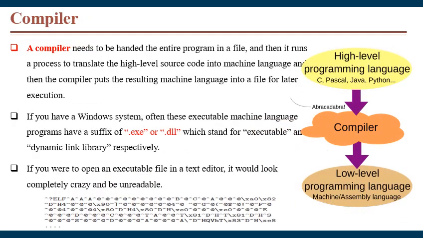A compiler needs to be handed the entire program in a file and then it runs a process to translate the high-level source code into machine language, and then the compiler puts the resulting machine language into a file for later execution. فكرة الكومبايلر إن هو بيحتاج لتسليم البرنامج بأكمله في ملف، بعد كده بيقوم بترجمة الكود أو السورس كود المكتوب بالهاي ليفل لانجويج بيترجمه لماشين لانجويج، بعد كده بياخد النسخة المترجمة دي وبيحطها في ملف آخر عشان نقدر نستخدمها فيما بعد.